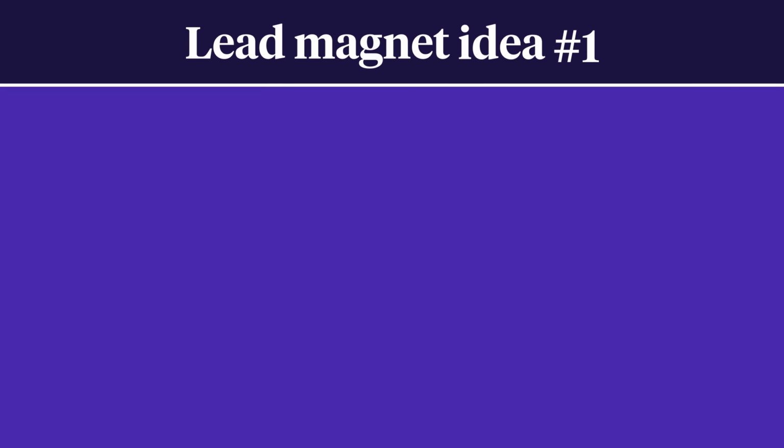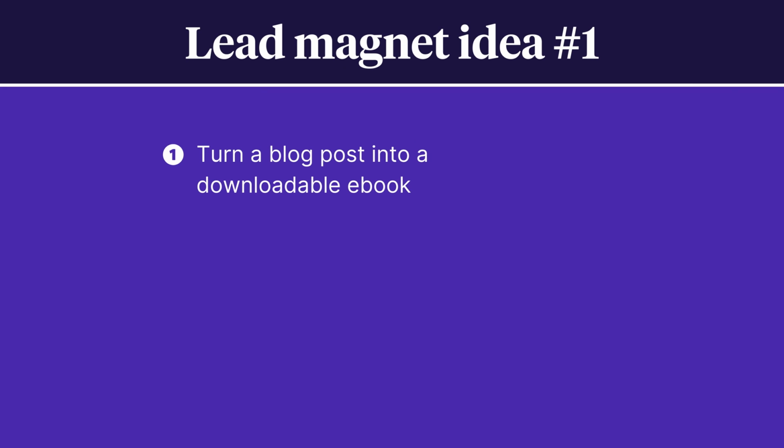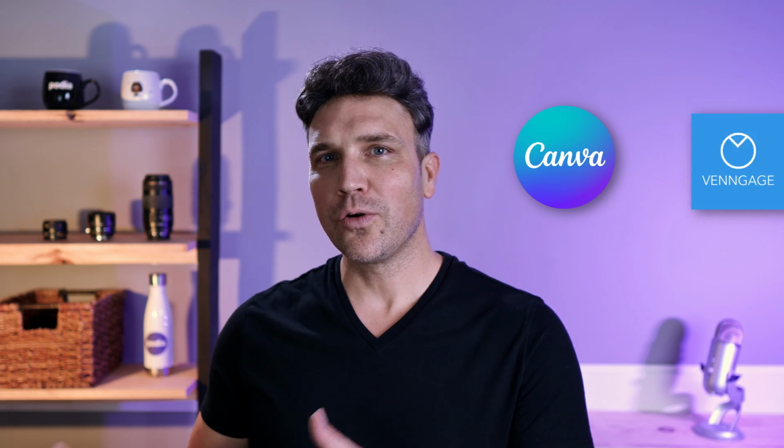Lead magnet idea number 1. Turn a blog post into a downloadable ebook. Your existing long-form blog posts are great candidates for ebook-style PDFs. You can also take a series of related blog posts and combine them into a single PDF version. You can also make your ebook even more engaging with some visuals to break up the text using a free web-based design tool like Canva or Venngage.